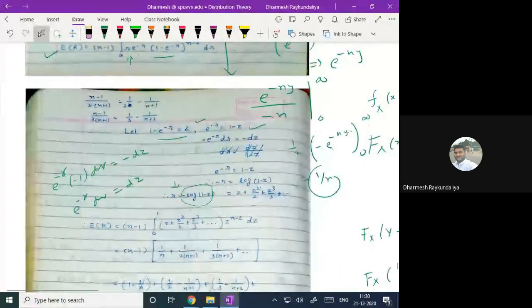Now, how did the range 0 to infinity convert to 0 to 1? Because if the range of r is infinity, then z becomes 1 minus e raised to minus infinity, which is 1 minus 0, so that is 1.